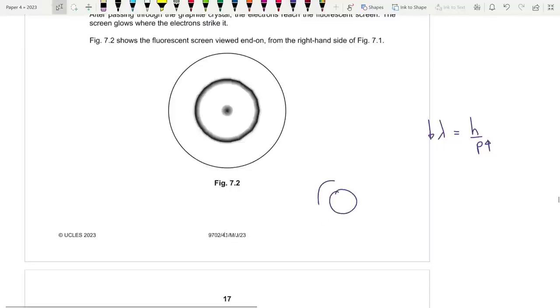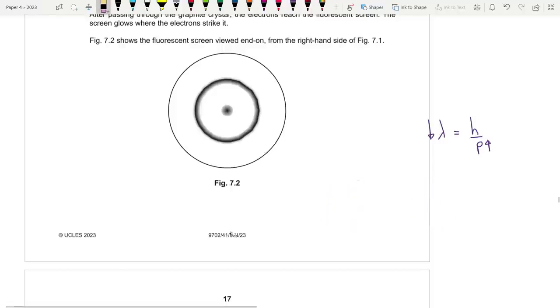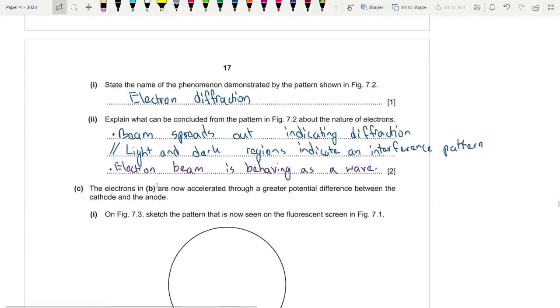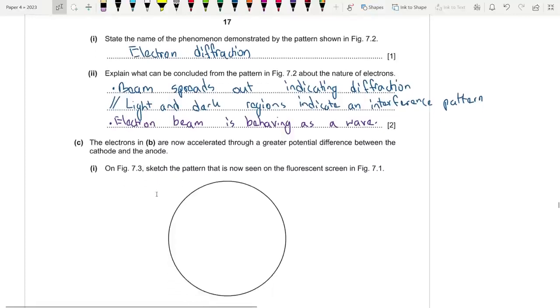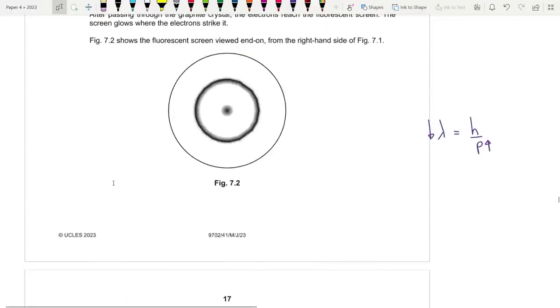So if we talk about concentric circles, beforehand if the pattern was like this, now the rings must be closer together. That means that lambda has decreased. The gap between the rings actually refers to the wavelength of the particle, okay? That's what you need to know. According to the mark scheme, there should be a central blob and concentric rings, and the rings are closer together than previously.